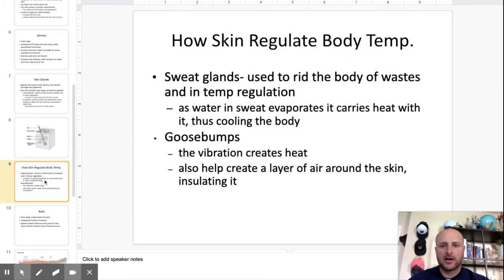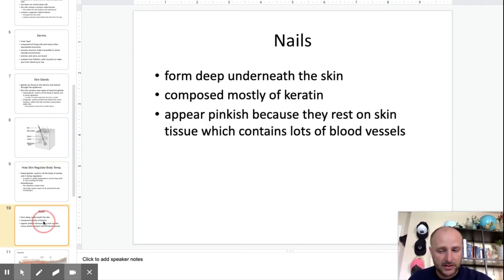How does the skin help to regulate body temperature? Two ways. Sweat glands. This happens because the water will actually absorb heat from the body and then evaporate away, carrying the heat with it. That's important to know. That's a test question. The water absorbs heat and carries it away. Goosebumps is another way. Your skin will vibrate, and that'll create heat. And that's another way to help regulate temperature.